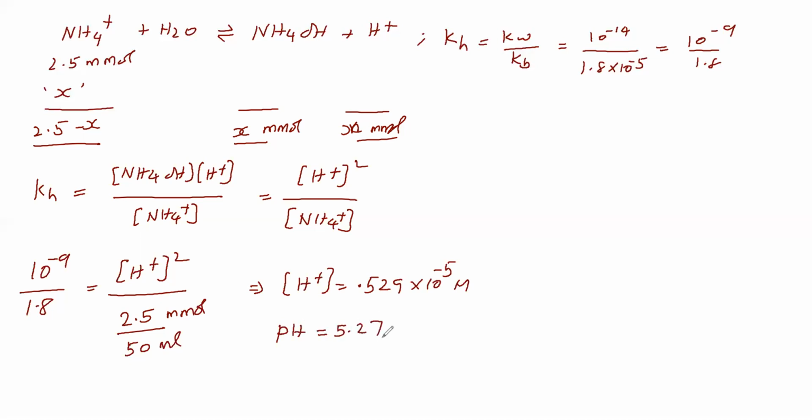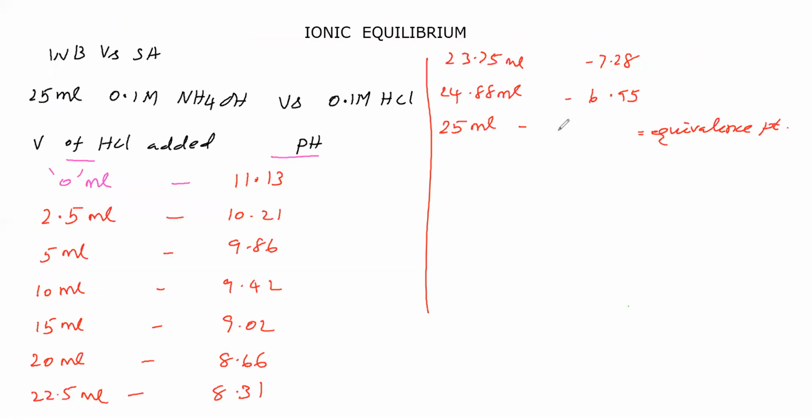Okay, we got the pH of the solution, 5.27. That 5.27 we'll write here. So now see that at the equivalence point we are not getting pH 7. Why are we not getting pH 7? Because of salt hydrolysis. In the salt, which part is undergoing hydrolysis? The cation is undergoing hydrolysis. Cation hydrolysis makes the resultant solution acidic, in the sense pH is less than 7. That's why we got pH less than 7, here 5.27.